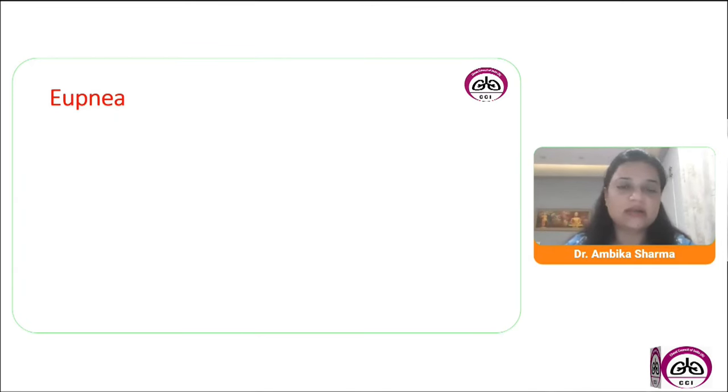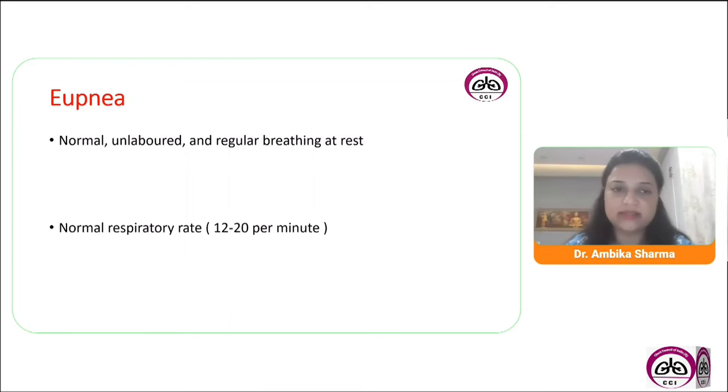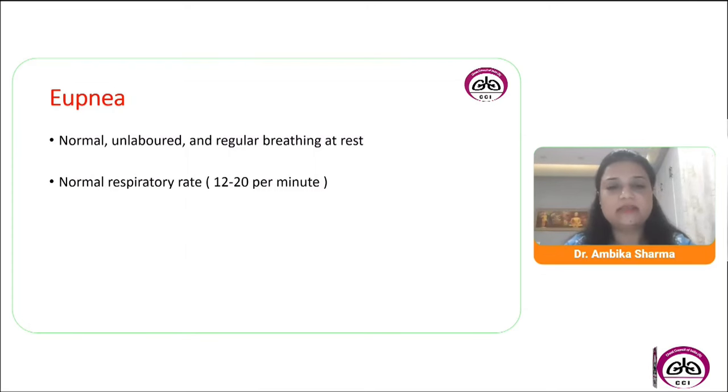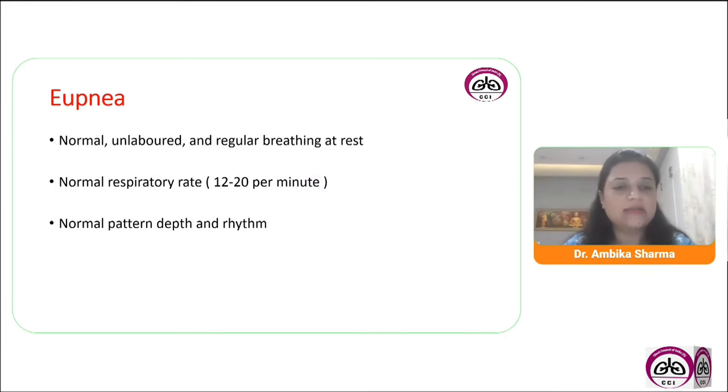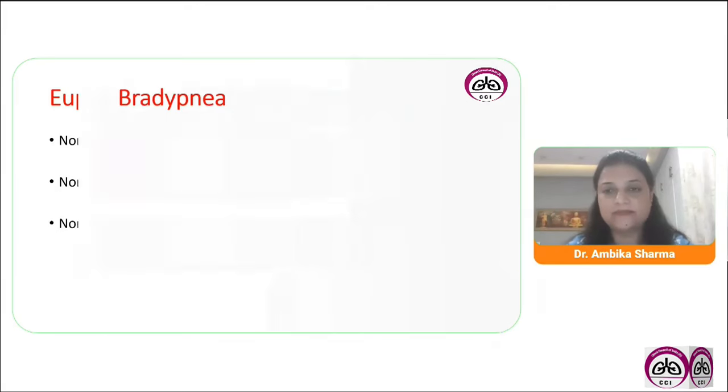As Dr. Kavana mentioned in her presentation, normal breathing is called eupnea. It is normal, unlabored and regular breathing at rest, and the respiratory rate is usually between 12 to 20 per minute. So it has a normal pattern, depth and rhythm. As you can see in the graphical representation, each wave looks very symmetrical, very rhythmic and of normal depth.